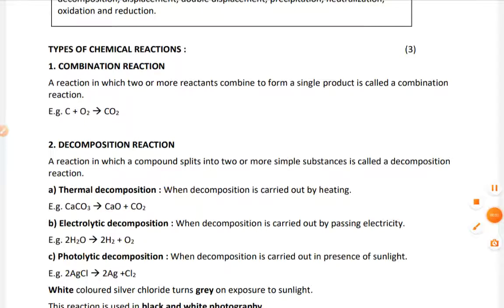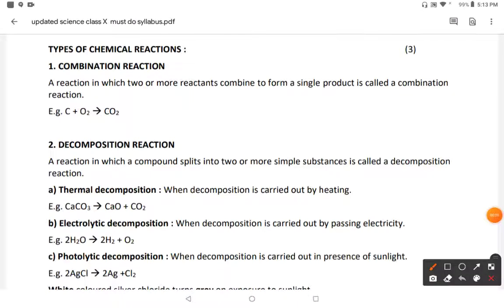What is a chemical reaction? First of all, a chemical reaction is a reaction in which two or more reactants combine together to form new products. For example, this is a chemical reaction, with the left-hand side components and the right-hand side components. These components are called reactants and this one is called the product. So reactants combine together to form a new product.